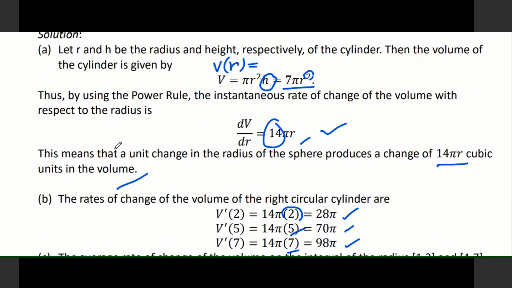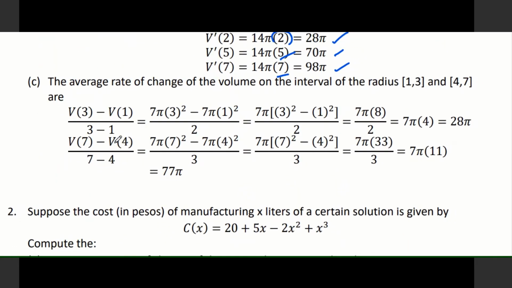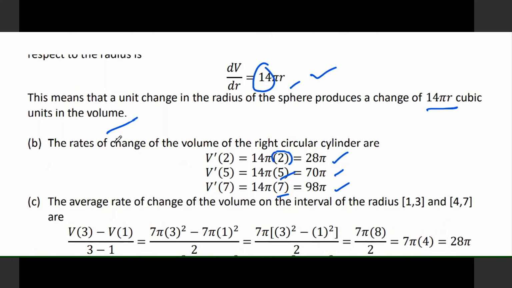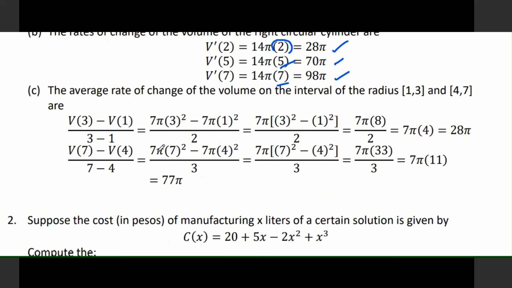So for instantaneous rate of change, you're going to use or to get the derivative of the given function. But when it comes to getting the average rate of change of the volume on the interval given, ang gagamitin natin is the function V itself. So ito mismo ang gagamitin natin. Substituting that interval from 1 to 3, sabi niya, so mauuna ang final 3 and the initial 1.